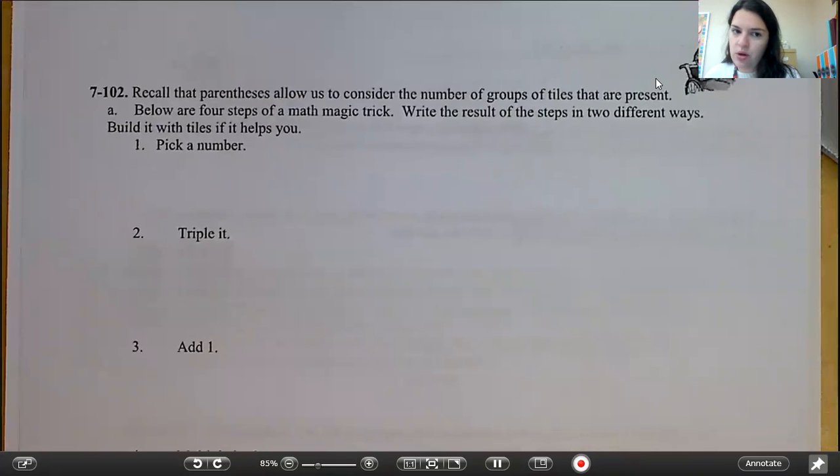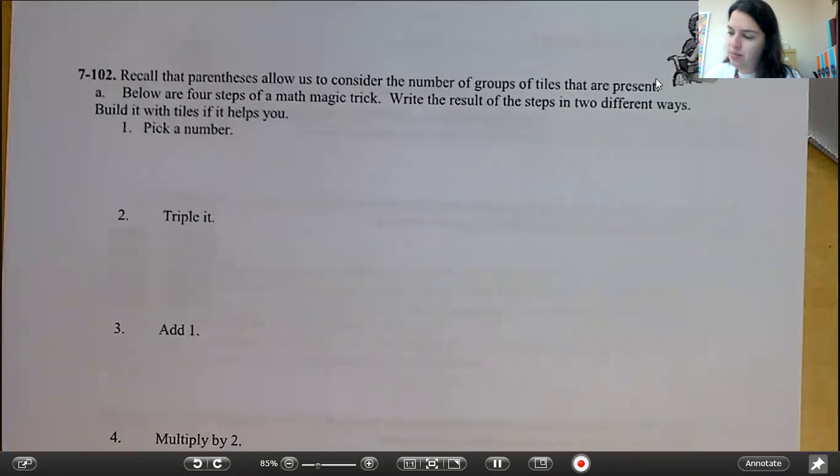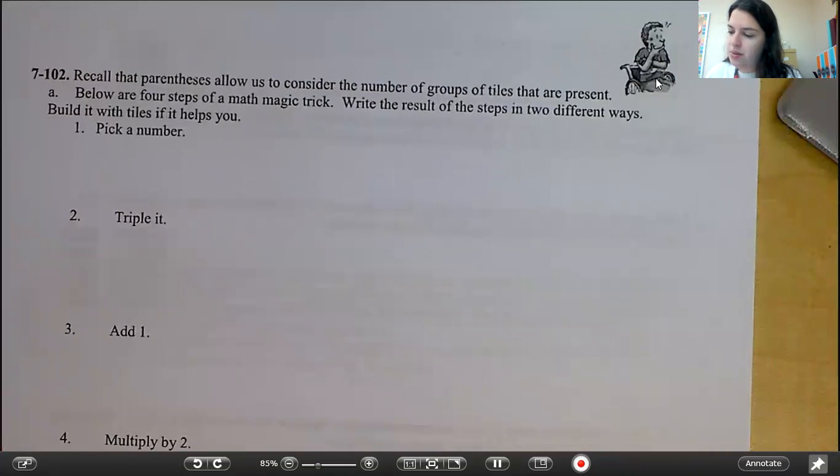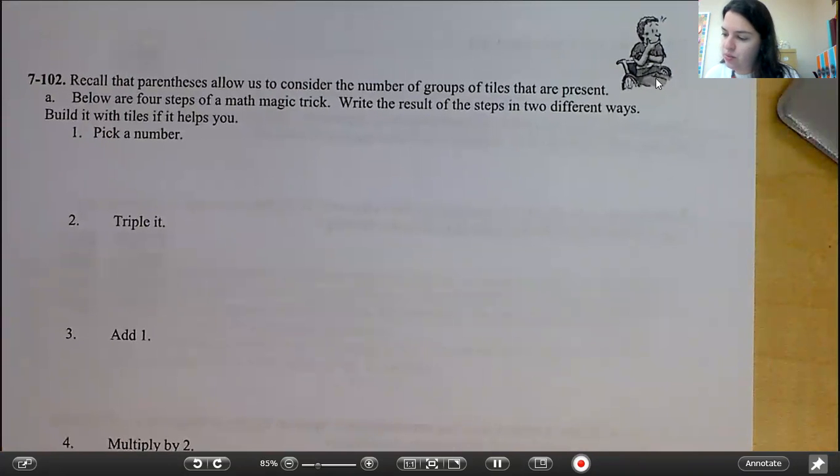7102 says, recall that parentheses allow us to consider the number of groups of tiles that are present. Below are 4 steps of a math magic trick. Write the result of the steps in 2 different ways. Build it with tiles if it helps you. So go ahead and try 7102, try and answer it.